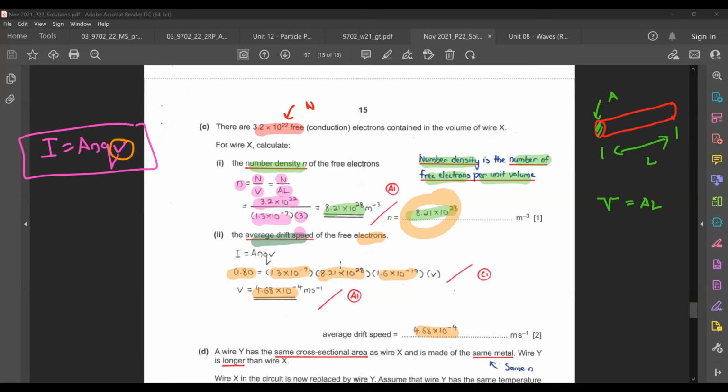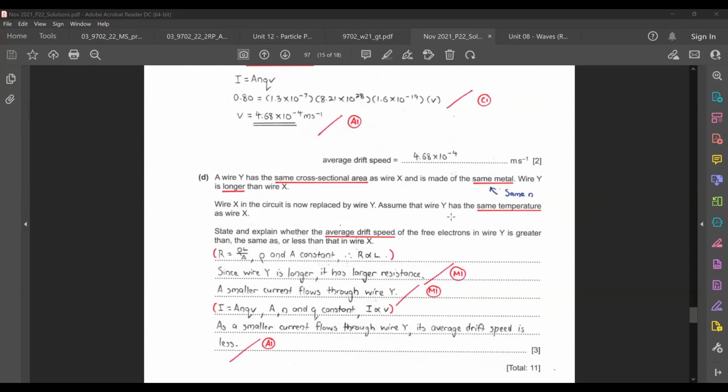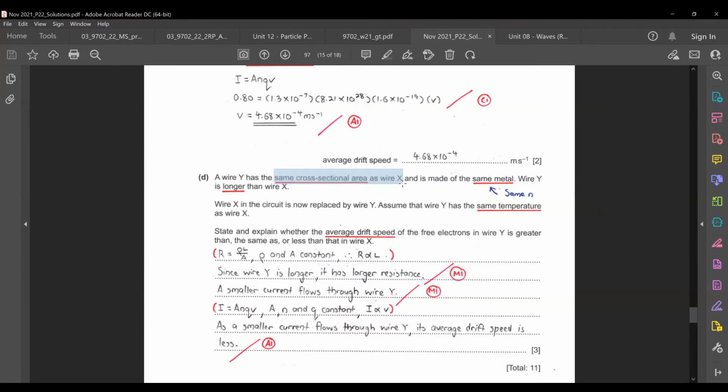Alright, then we go on to the last part, which is your state and explain question. Right, so I'll clear off everything here. Now from here, we tell you a wire Y with the same cross-sectional area as X and made of the same metal. Wire Y is longer than wire X. Wire X is now replaced with wire Y. Assume that Y has the same temperature as wire X. State and explain whether the drift speed of free electrons in wire Y will be greater than, the same as, or less than that in wire X.